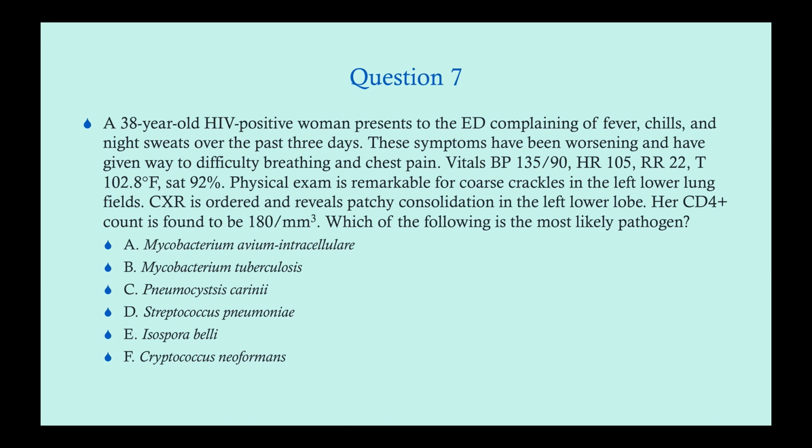Physical exam is remarkable for coarse crackles in the left lower lung fields. Chest x-ray is ordered and reveals patchy consolidation in the left lower lobe. Her CD4 count is found to be 180 per cubic millimeter. Which of the following is the most likely pathogen?